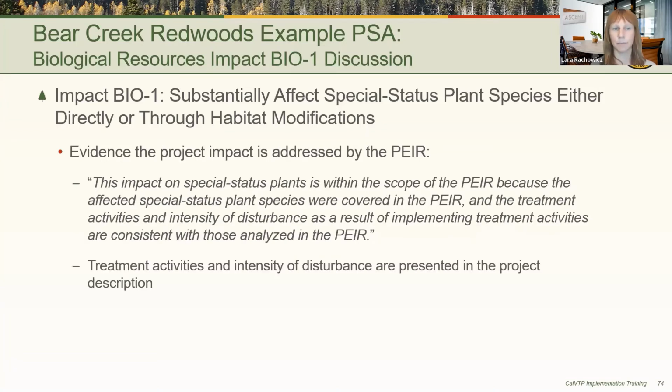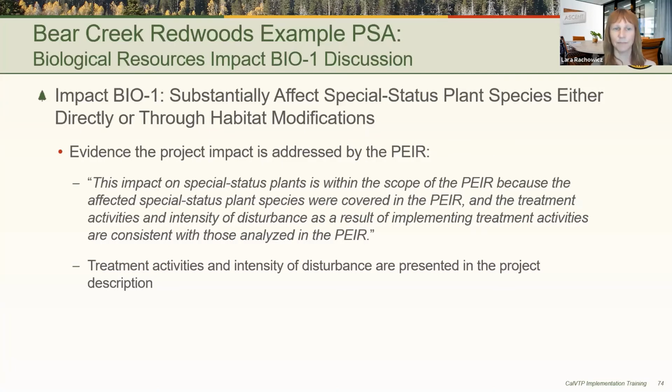Next slide, please. The next step is to provide evidence that the project impact is covered by the PEIR. In this case, the evidence that the impact on special status plants is within the scope of the PEIR is that the affected species were covered in the PEIR and the treatment activities and intensity of disturbance are consistent with those analyzed in the EIR as described in the project description.